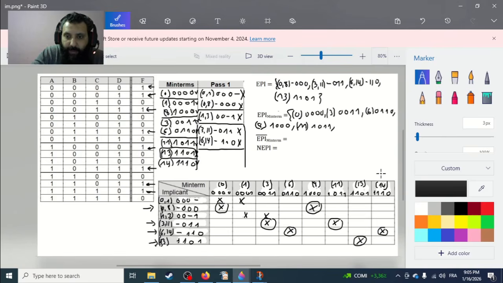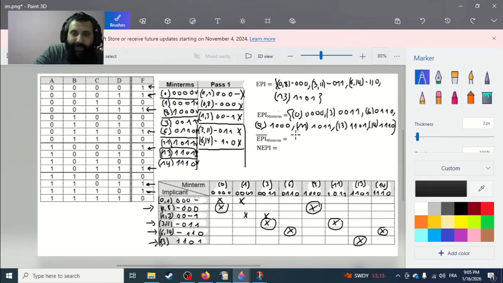We have the 13. And we have the 14. Okay. We have here, how many 1s? We have 1, 2, 3, 4, 5, 6, 7. Practically all the minterms are covered by the essential prime implicants.